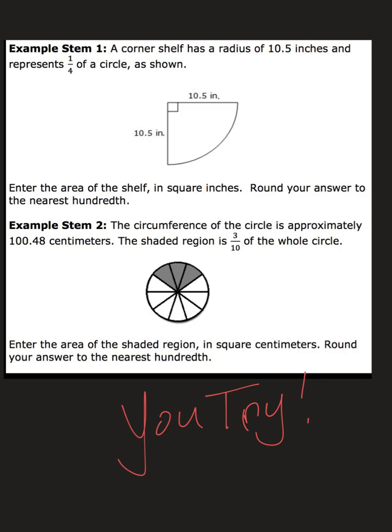Good luck. Make sure you take a look at this example, stem 2 here, that the circumference is what you're given to start, and you are just working with 3/10 of the whole circle. Strongly recommend that you find a formula first with this 3/10 multiplied by that formula, and then plug in your appropriate numbers. Good luck. Have fun.